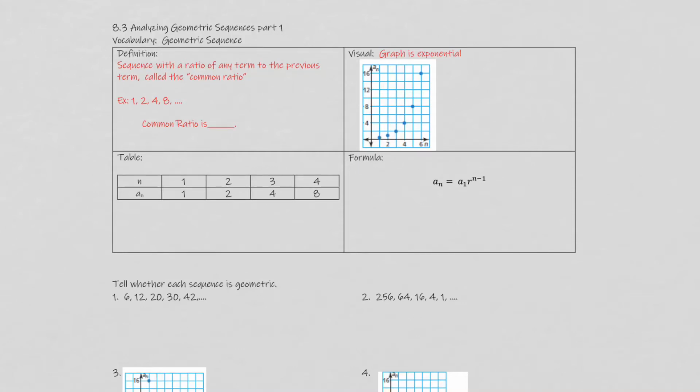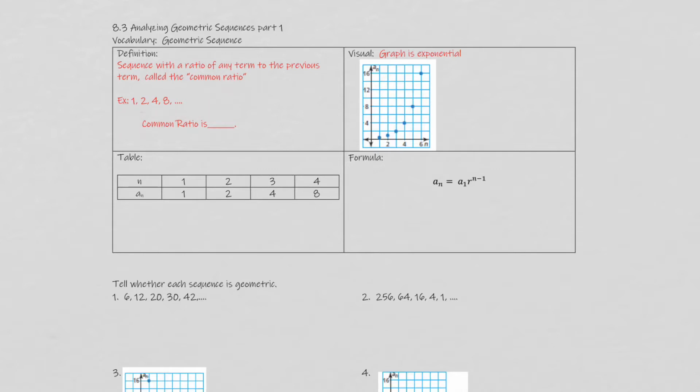So yesterday we talked about analyzing arithmetic sequences, where you found out that you had a common difference. Your sequences were going up by a constant. Well, today we're going to look at geometric sequences, and the definition of a geometric sequence is a sequence with a ratio of any term to the previous term, called a common ratio.